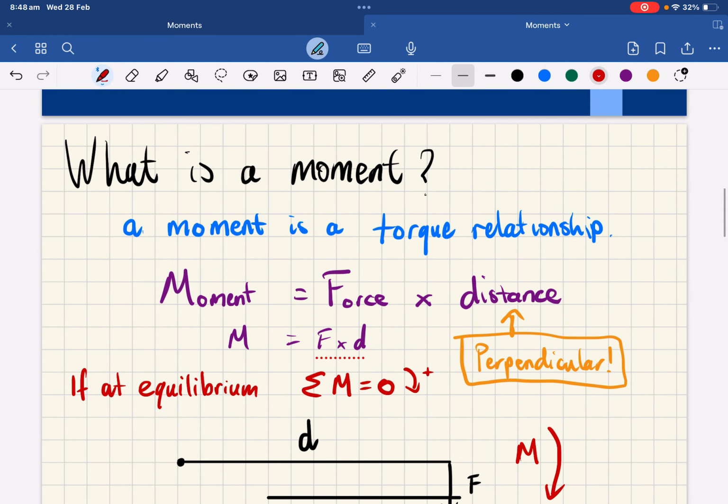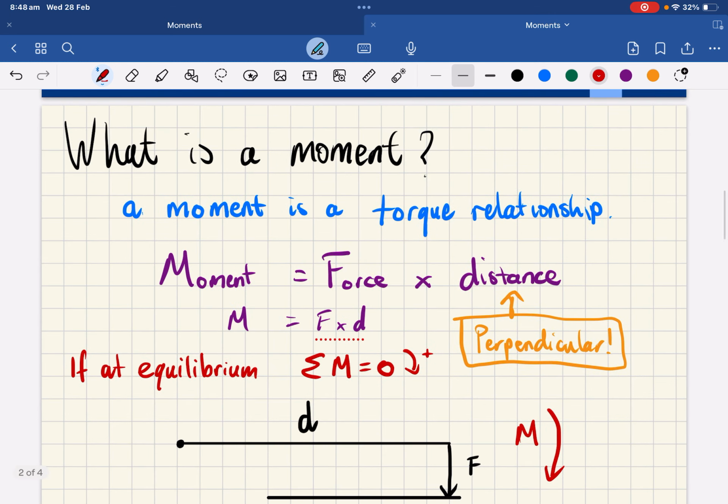What is a moment? It's a torque relationship. So a moment is force times distance. Now it is perpendicular distance, not just normal distance, perpendicular distance. And we say that if we're in equilibrium, the sum of the moments equals zero. Now, we're not always going to be in equilibrium. We'll talk about equilibriums in a little bit of detail.